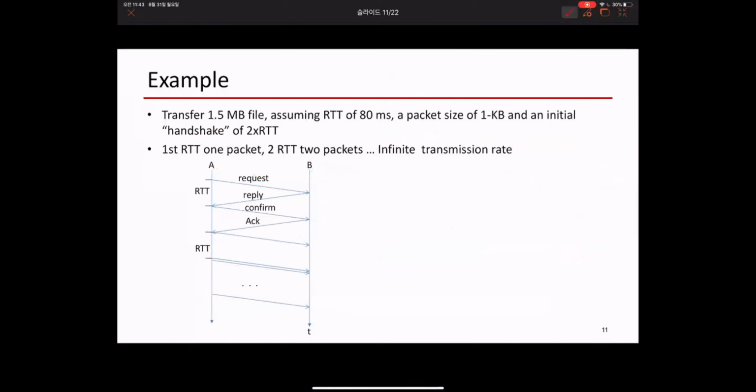All right. Thank you. And one more question. Spend 2 minutes on it. It's all the same here, but first RTT 1 packet, second RTT 2 packets, third RTT is 4, fourth RTT is 8, and fifth is 16. How long does it take? And it is infinitely fast transmission rate. It's very similar to what we did here. How long does it take? Spend 2 minutes on it.